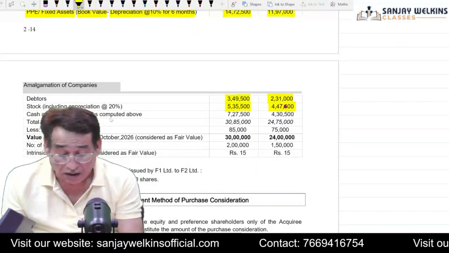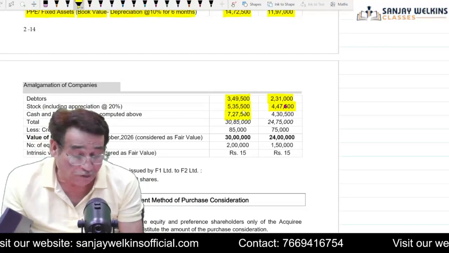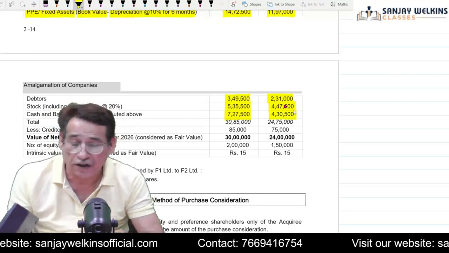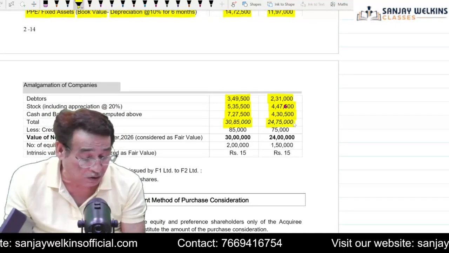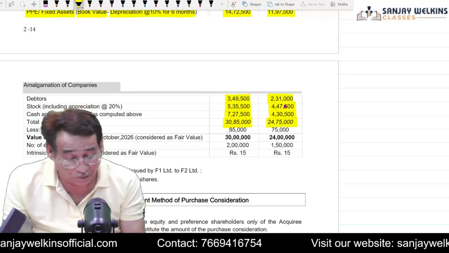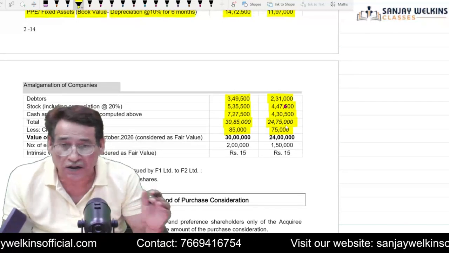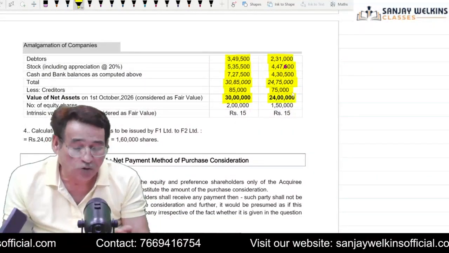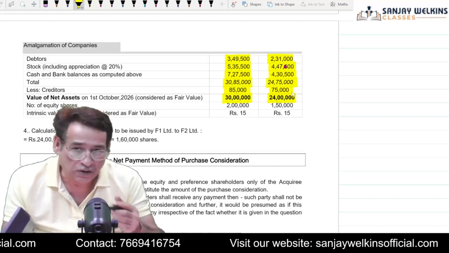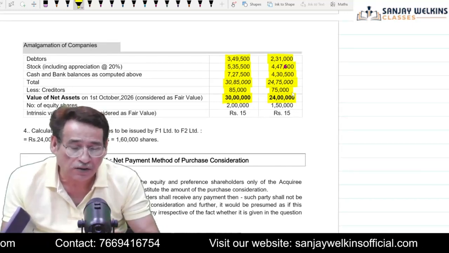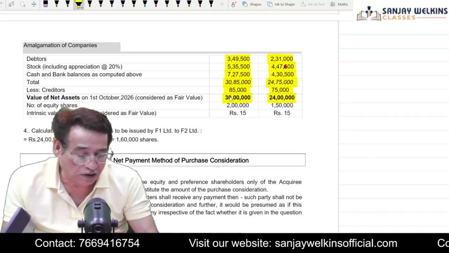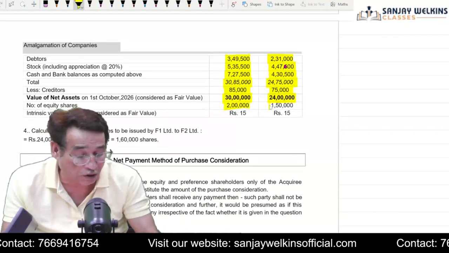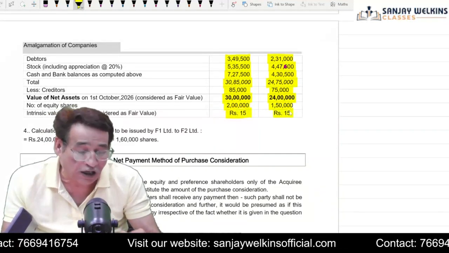Now, the amount of cash which you just computed, 7,27,500 and 4,30,500. So this is the position of the total assets on the date of acquisition. From there, I am going to subtract only one liability, creditors. Then I will come across the value of net assets. In this question, value of net assets is also known as assets available for shareholders, because there is no preference share capital. Now I will divide it by the number of equity shares, so we will get the intrinsic value of share.